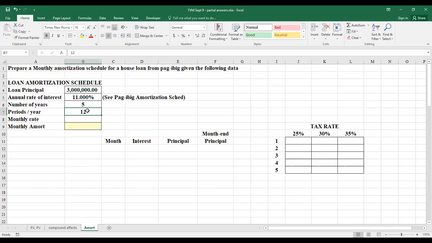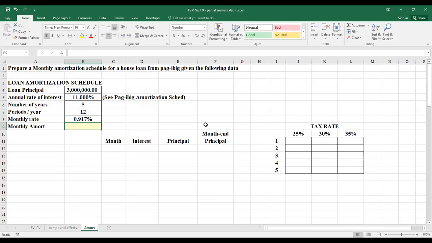So the periods per year is 12, no? So the first thing we ask is, what is the monthly rate? That's very easy, we already did this earlier. The nominal rate is 12% divided by the number of periods per year, which is 12. So the monthly rate is 0.917. Okay? So our next question is, what is the monthly amortization?